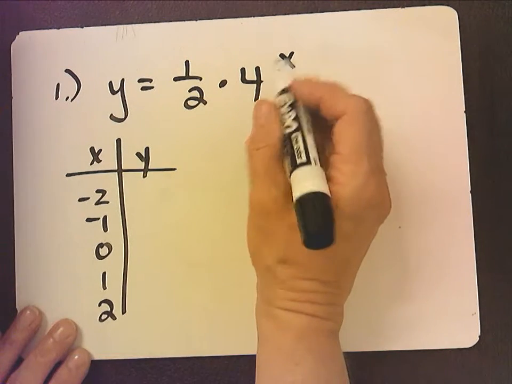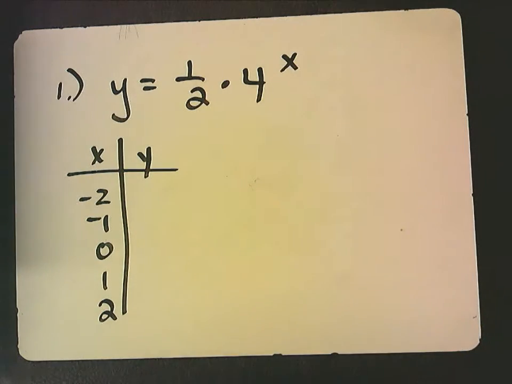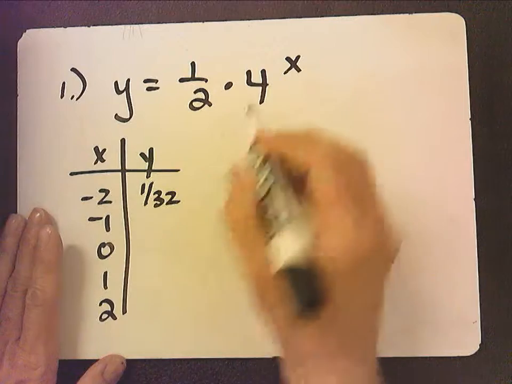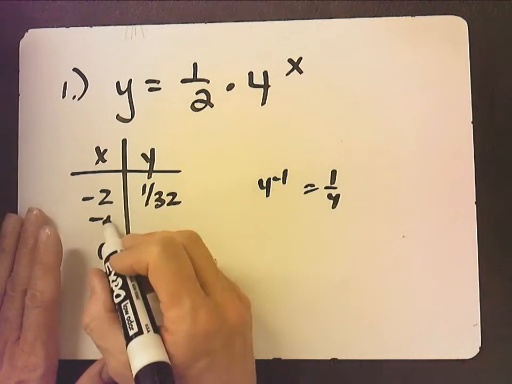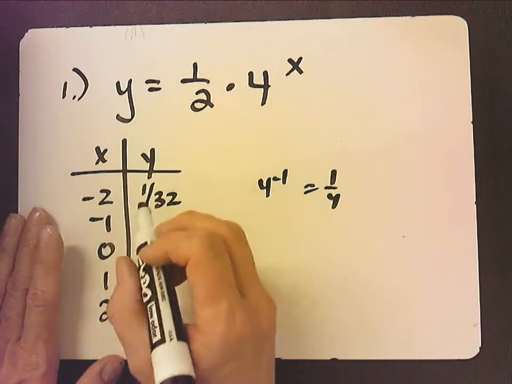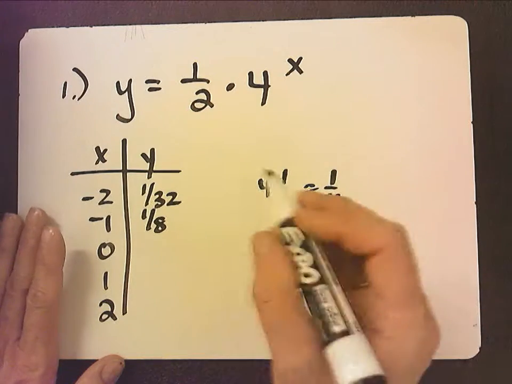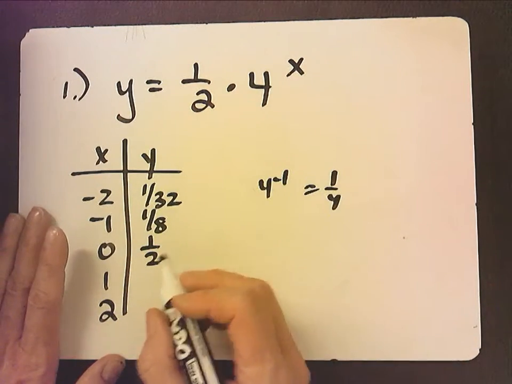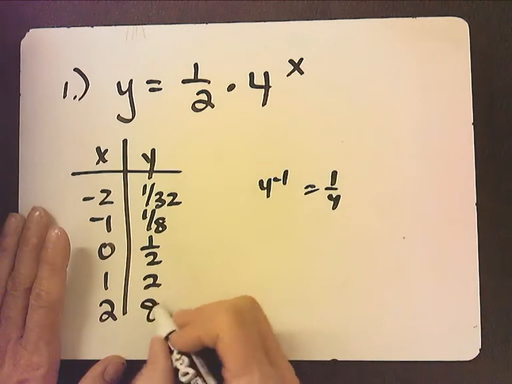4 to the x is 4 to the -2. So 4 squared is 16. I make it 1 over 16. 1 over 16 times 1/2 is 1/32. 4 to the -1 equals 1/4. 1/4 times 1/2 is 1/8. 4 to the 0 is 1. 1 times a half is a half. 4 to the first is 4. Half of 4 is 2. 4 squared is 16. Half of 16 is 8.